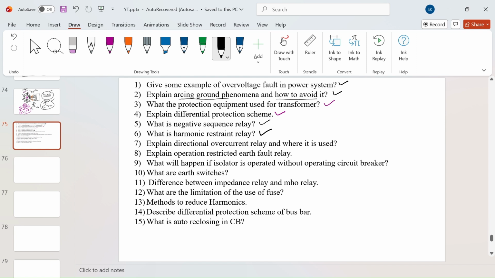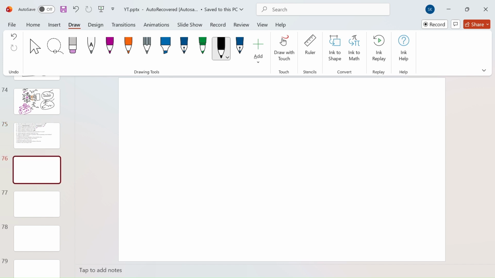Okay. So first of all, why is this harmonic restraint relay used? Basically, this relay is used in a transformer. Harmonic restraint relay. So what happens in the case of a transformer?